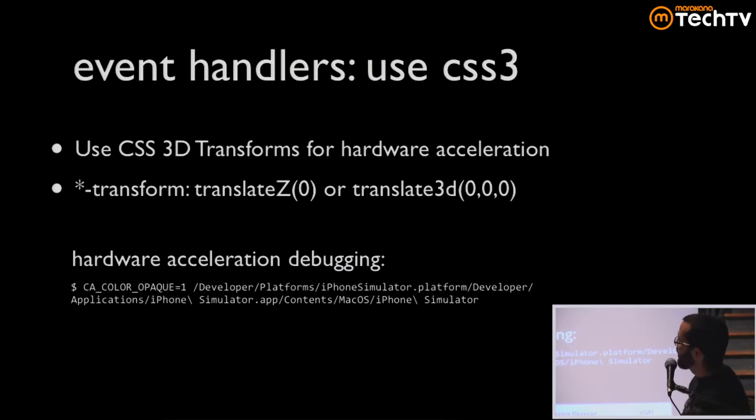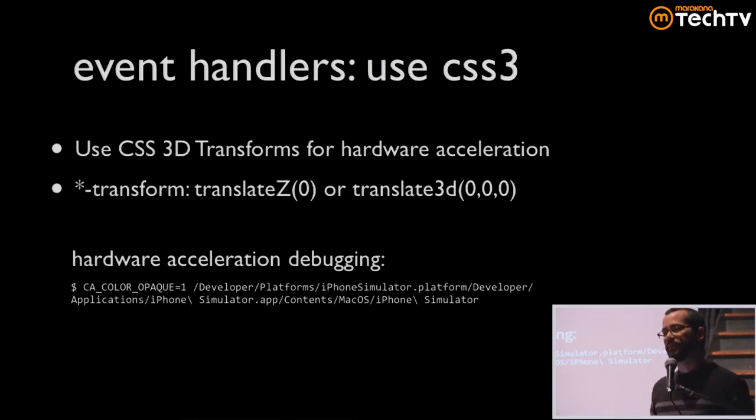Okay, so event handlers. The big rule here is if you're trying to get some really great animations going that feel native, you should be using CSS3 3D transforms. That is the big step that we need to take. And we can spin that by affecting the style property of an element or using CSS in jQuery or whatever.